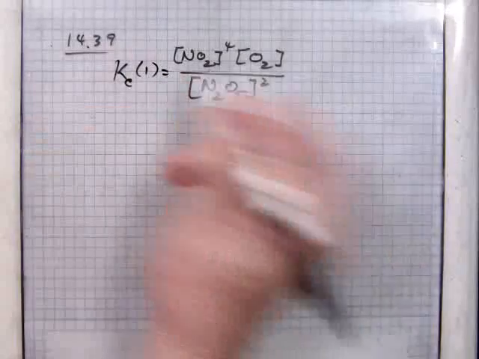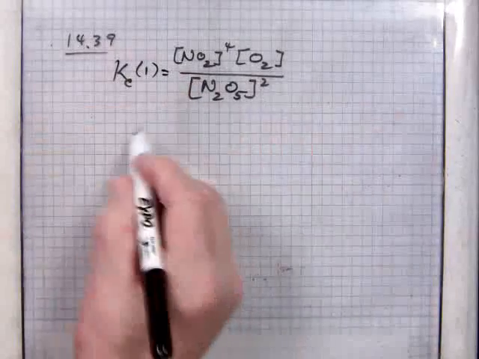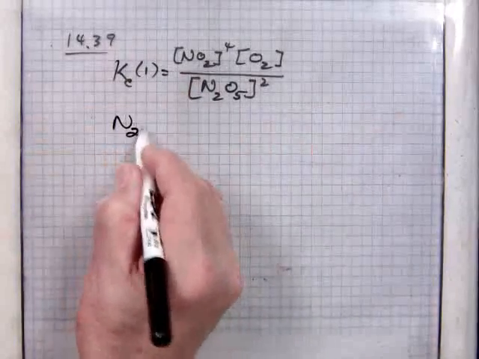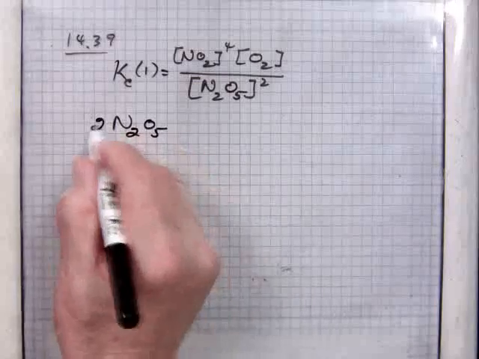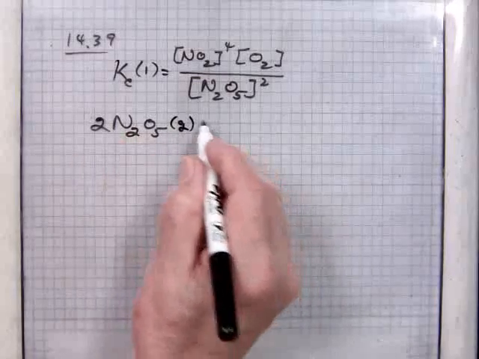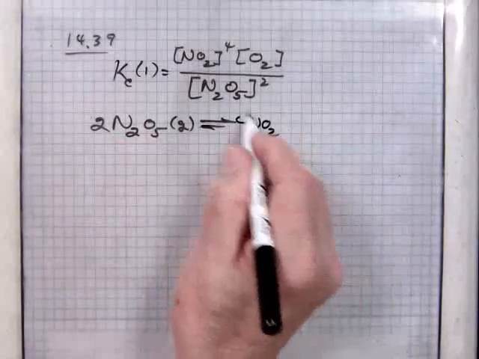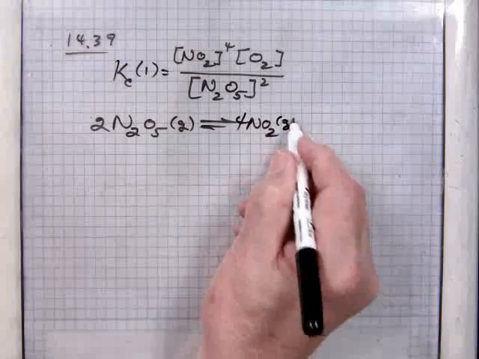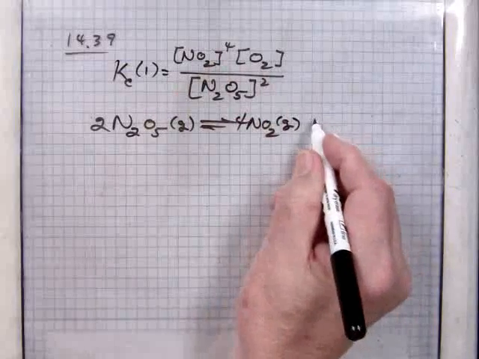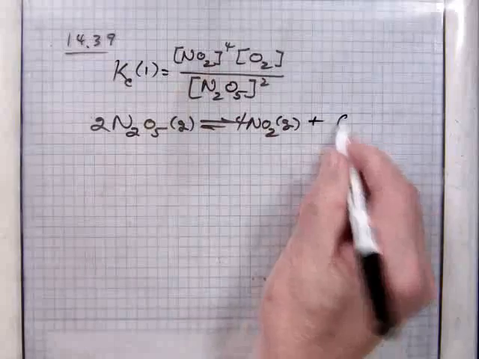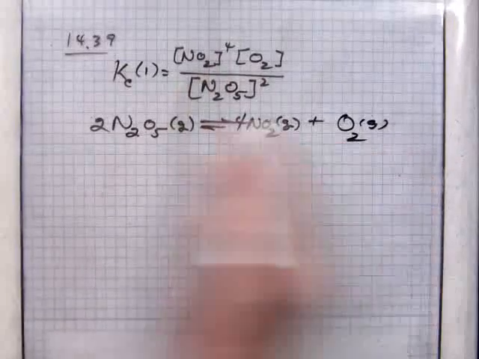KC1 is equal to that number. So this is product over reactant, so our reaction's N2O5, 2 in front of that, it's going to be in the gas phase. And then we'd have NO2, 4, and those are in the gas phase. And oxygen, 1, O2 gas, like that.